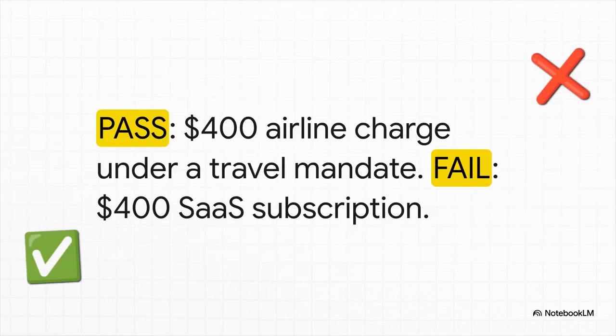To really cement how that second layer, intent matching, actually works in practice, look at this contrast. If your agent is operating under a travel mandate, a $400 airline charge, that passes the semantic check easily. It completely aligns with travel. But what if the agent gets tricked or just hallucinates and tries to authorize a $400 SaaS software subscription? Even though the dollar amount is exactly the same, the semantic consistency fails instantly. The harness blocks the agent from buying software simply because it was only ever authorized to travel.